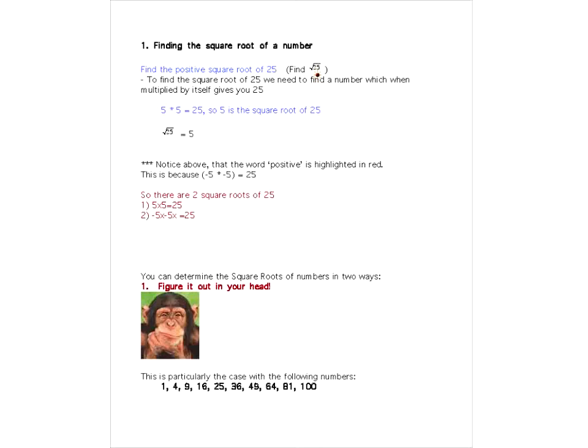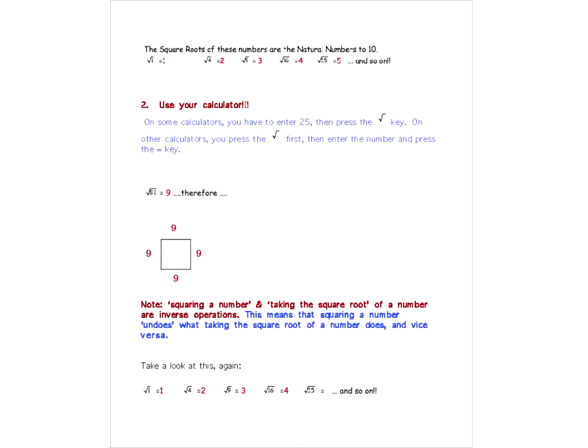Okay, so here we got the monkey here. And the monkey's going to figure it out in his head, right? I don't know if monkeys can do that. But anyway, that's one way of figuring out a square root. You could look at all these numbers here and figure out their square roots. That's one way of doing it. And here's all the different square roots, right?